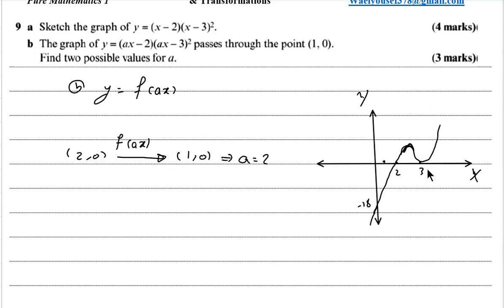And the other possible value may come from 3. 3 and 0. 3 should be multiplied by 1 over 3, right? Which means that a equals 3. Because in case of horizontal stretch, we will multiply the x coordinate by 1 over a.